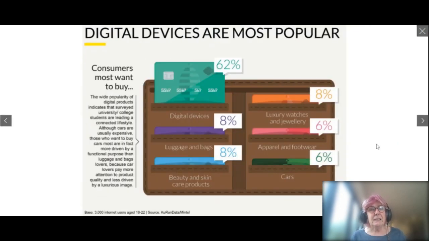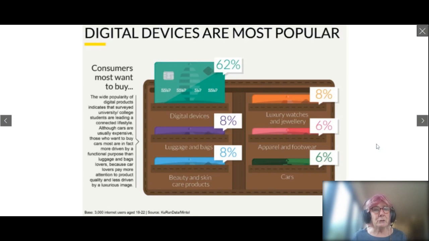So the second thing that this research looked at was, what are the most important things that Chinese consumers want to buy when they're students? And unsurprisingly, top of the list for students from China was digital devices. They're things that every student needs, aren't they? 62% of Chinese students said they wanted to buy a digital device.